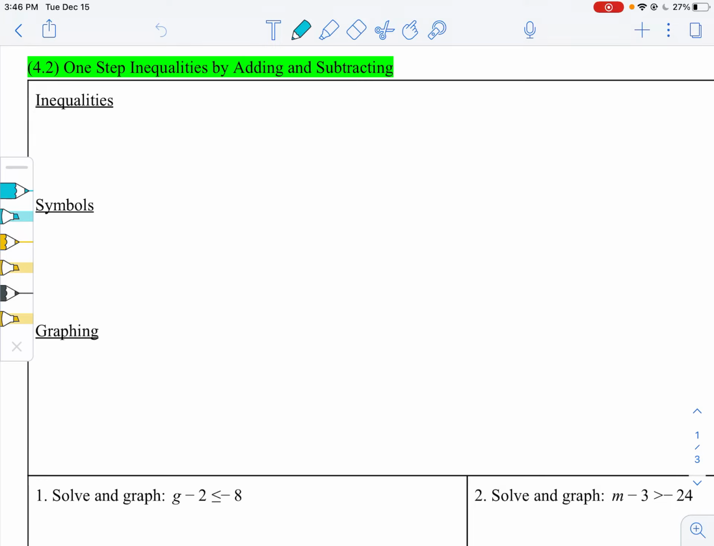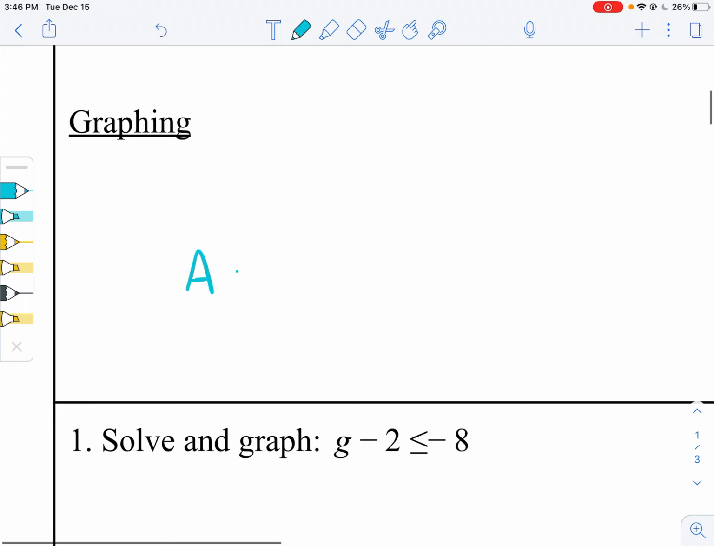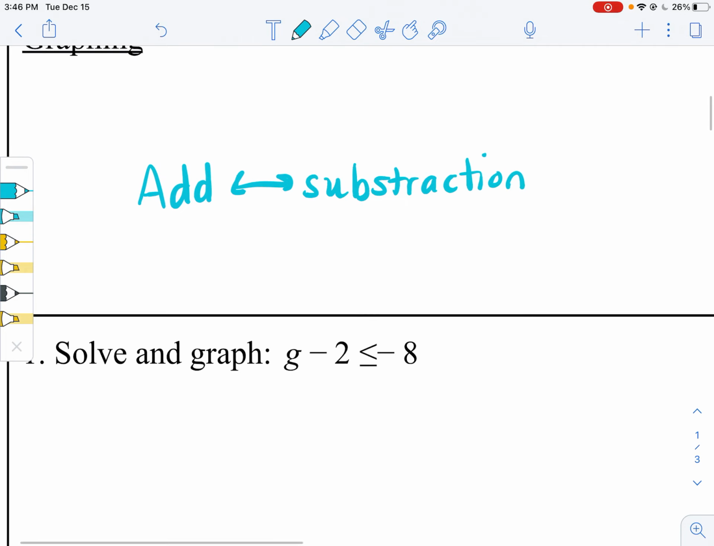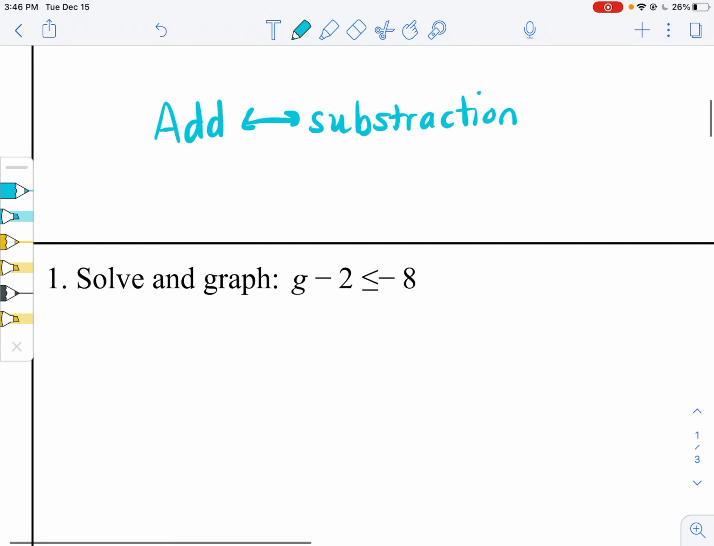In this video, we are going to do one-step inequalities by adding and subtracting, meaning the only inverse operation we're going to use is adding and subtracting. So adding and subtracting is the only inverse operation in this lesson, okay? Now, our goal here is still the same. We still want to get our variable by itself. So in this first question, we want to get g by itself. We want to know all the possibilities that will make this statement true for g.